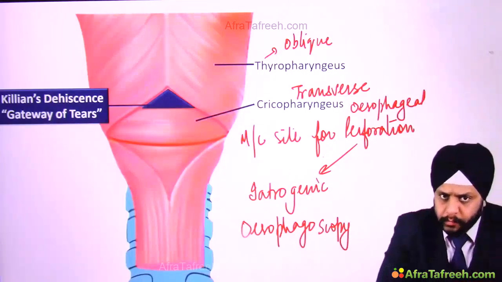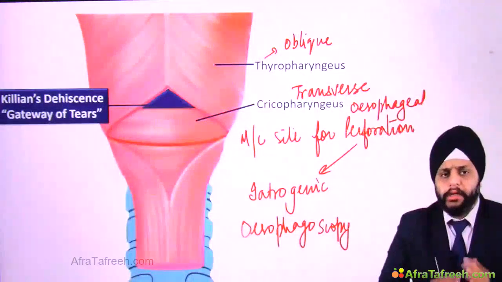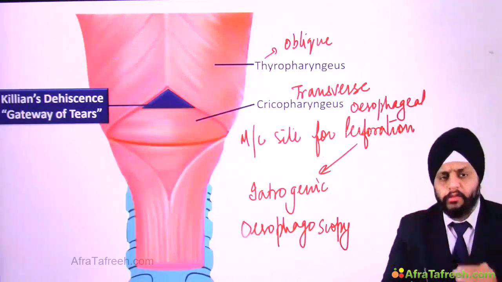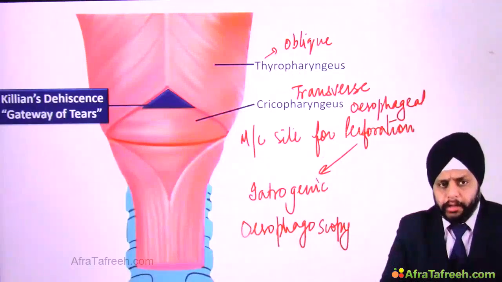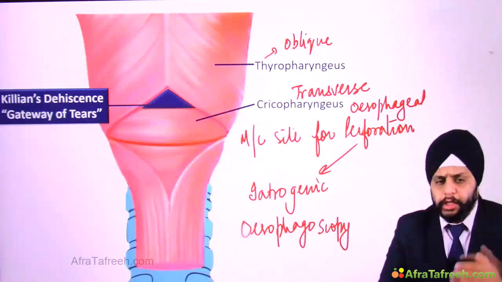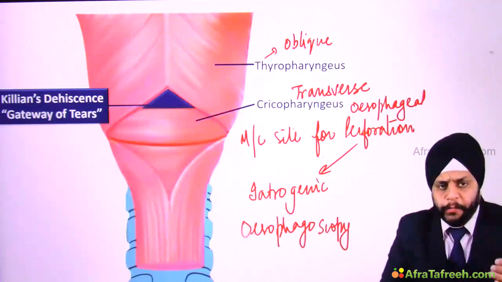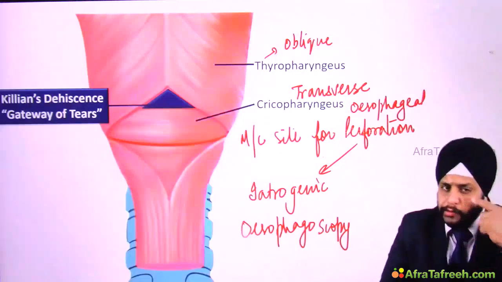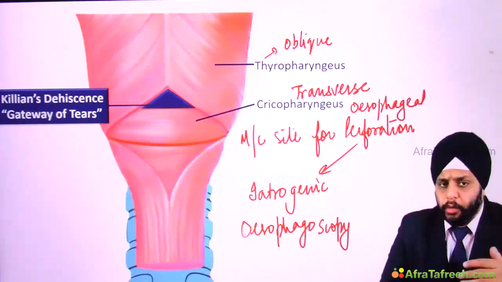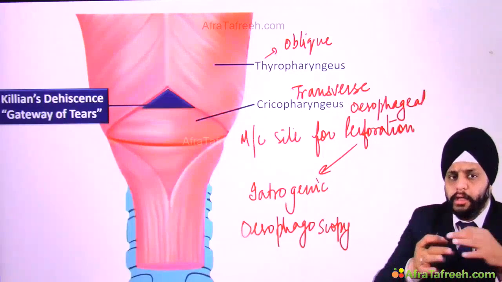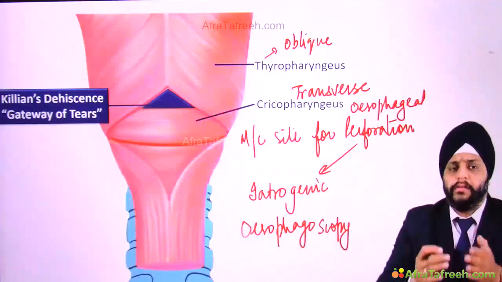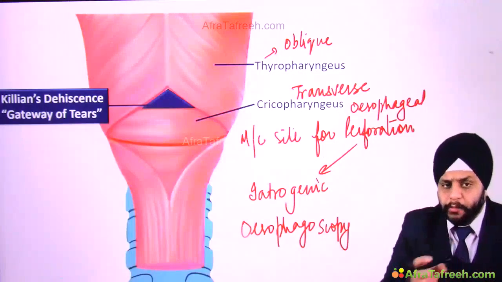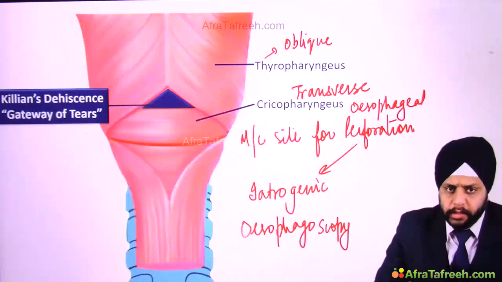Because it creates a tear, the tear into the esophagus starts from here, so it is known as gateway of tears. Remember, the tears over here denote the torn esophagus. It does not mean the lacrimal tears, because this question is asked in the exam. The question is, gateway of tears is, and the first option given to you is nasolacrimal duct. This tear means that the esophagus is torn and the tear starts at Killian's dehiscence. So don't get confused by the English language; we are not talking about lacrimal tears over here.